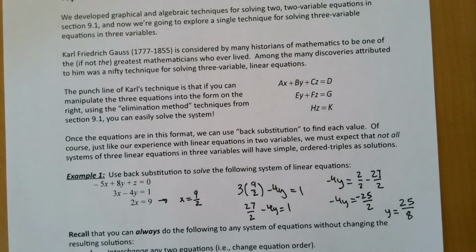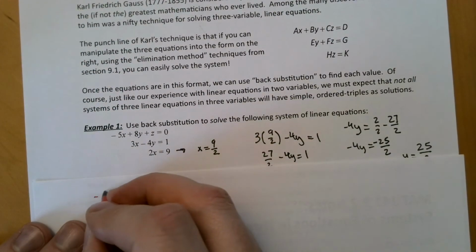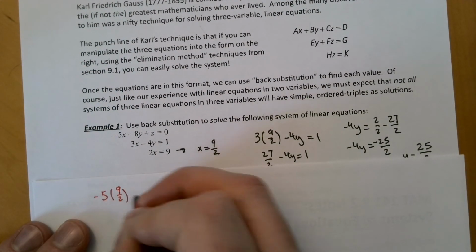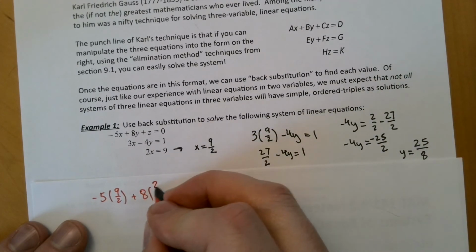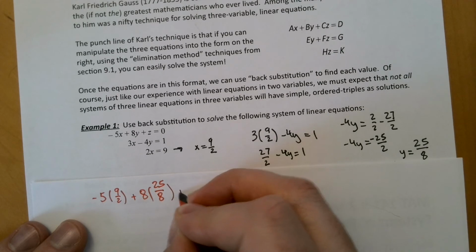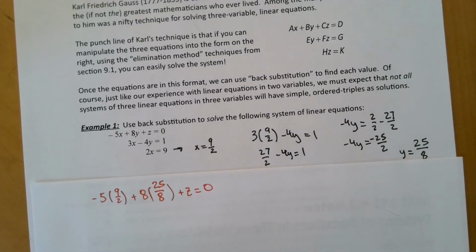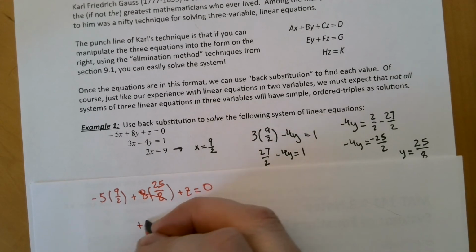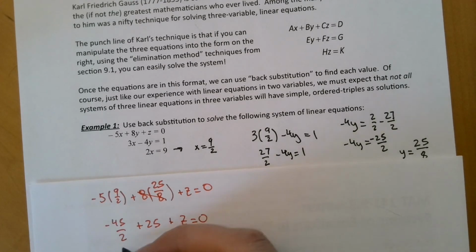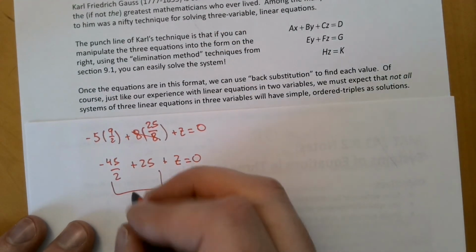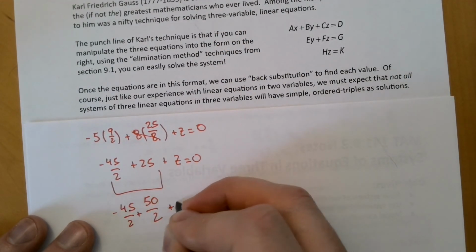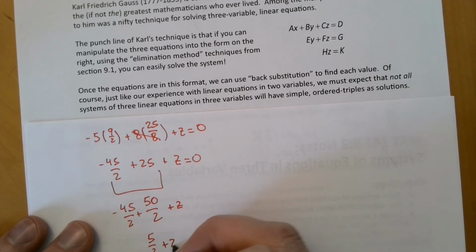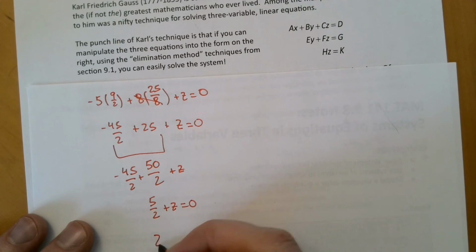Boy, it's like I'm totally out of space here. Here, we'll just use the back page of the previous one. So we'll do negative 5 times 9/2 plus 8 times 25/8, plus z equals 0. It's nice that it's equal to 0 as well. So these go away. Here's our plus 25. We get negative 45/2 here, plus z equals 0. This is 50/2 and negative 45/2. Adding those two together, we get 5/2. All right, and then subtracting 5/2 on both sides.